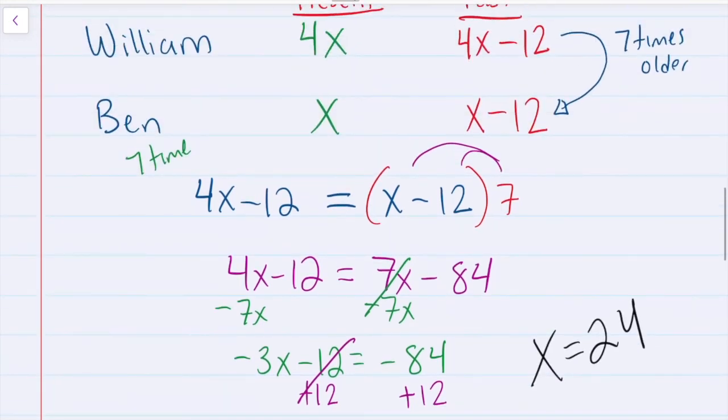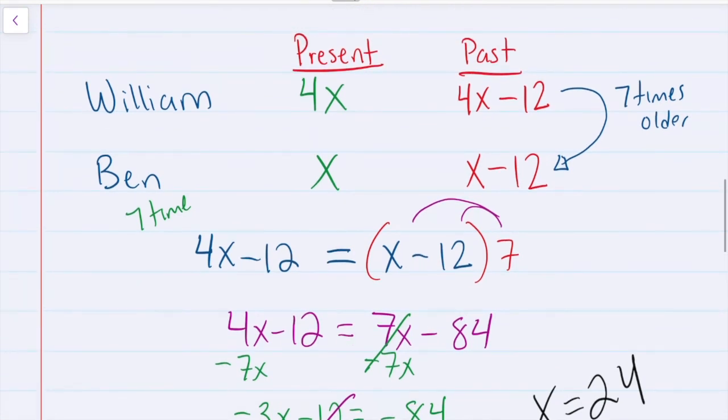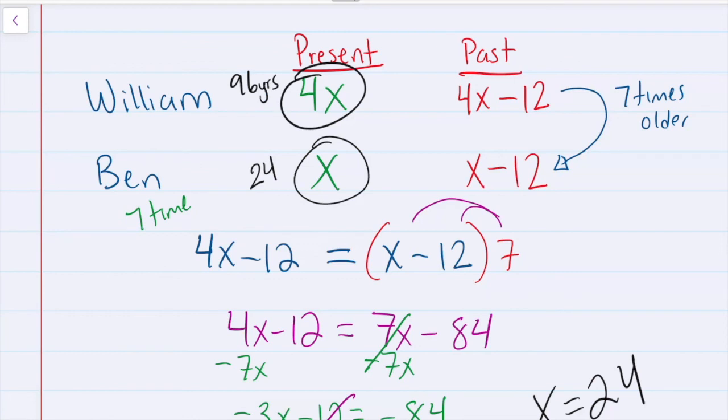So guys, which age were we looking for? We were looking for Ben. So in this case, Ben's age is 24 years old. Here's a question though. What if I had to ask you for the age of William? Well, William's age is just 24 times 4, which is 96 years old. It all depends on which person they're asking for. And that's how you do these age word problems.